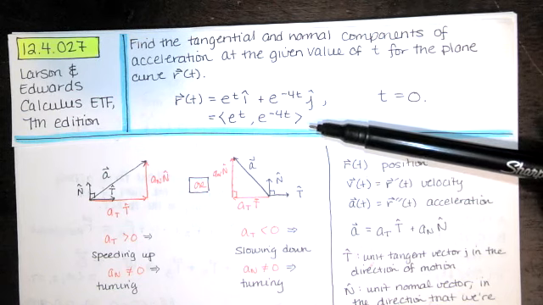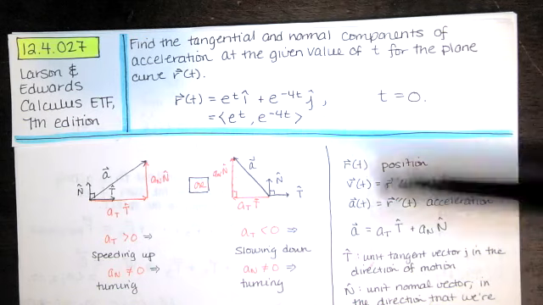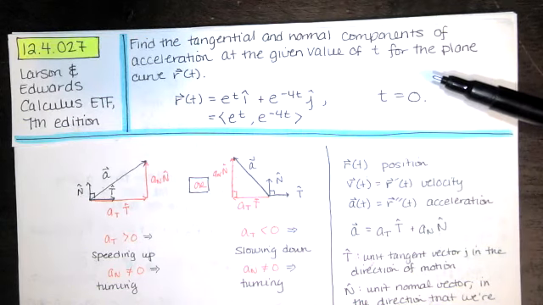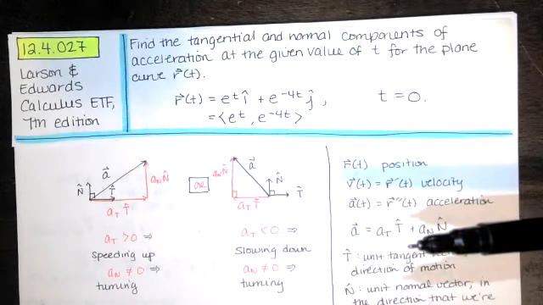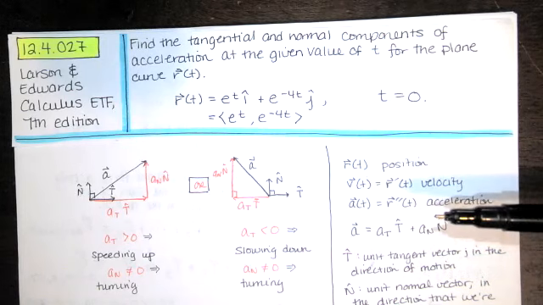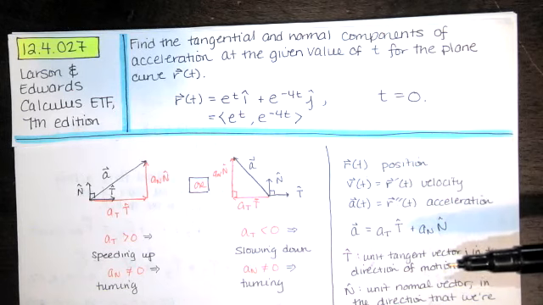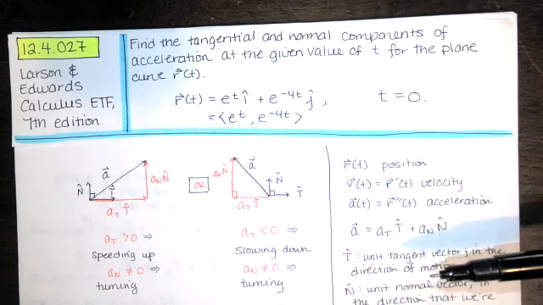I prefer to write that in component form, like this. We're interested in the tangential and normal components of acceleration at this particular time, t equals 0. Before we do the computation, I just want to remind you of what those values are. So if r of t represents the position function, if we take its derivative, we get r prime, that's the velocity function. If we take the derivative again, we get the acceleration function.